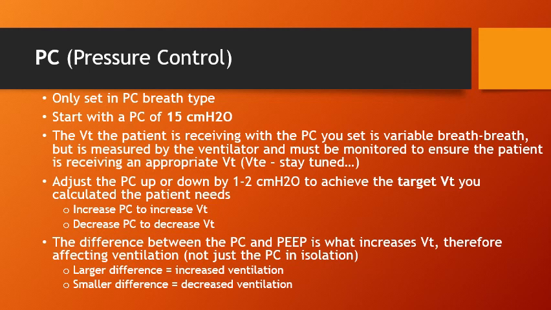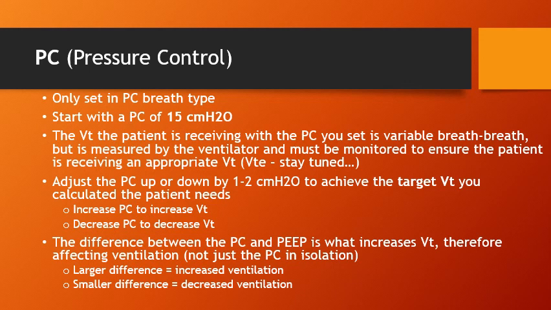So the difference between those two, the top of inhalation and the bottom of exhalation, what happens between there is the tidal volume. And so if we have a bigger difference between those two numbers, that's going to create a bigger tidal volume. If we have a smaller difference between those two numbers, it's going to create a smaller tidal volume and therefore decreased ventilation. So bigger tidal volume, increased ventilation; smaller tidal volume, decreased ventilation.